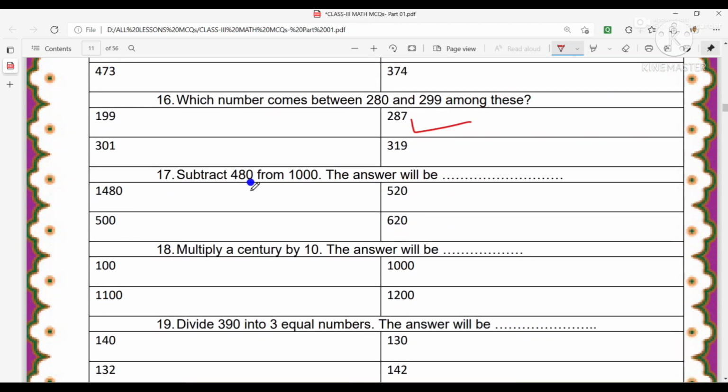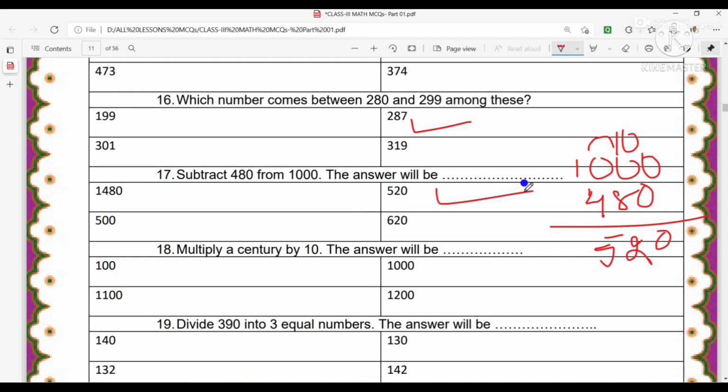Then subtract 480 from 1000. So if you subtract 480 from 1000, from 0 you will borrow 10, then 10 minus 8 is 2, here 9 minus 4 is 5, so 520, right?